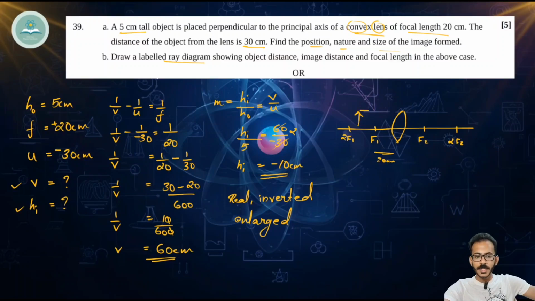Let's take the first ray, that is parallel. The parallel ray will go through the focus. It will go like this through the focus. Second ray, let's take it through the optic center. When it is taken through the optic center, it will go like this. Both will meet somewhere here. We will get the image here. So this will be the ray diagram. Let's move forward to the next question.